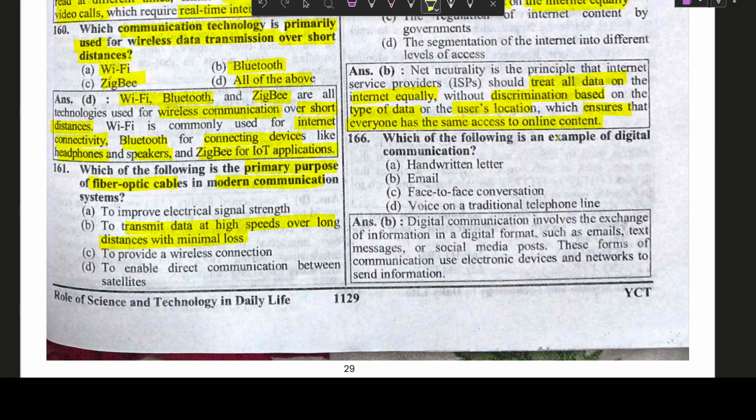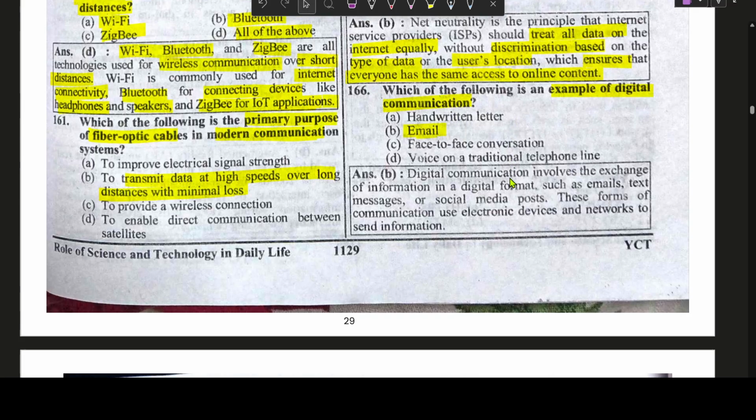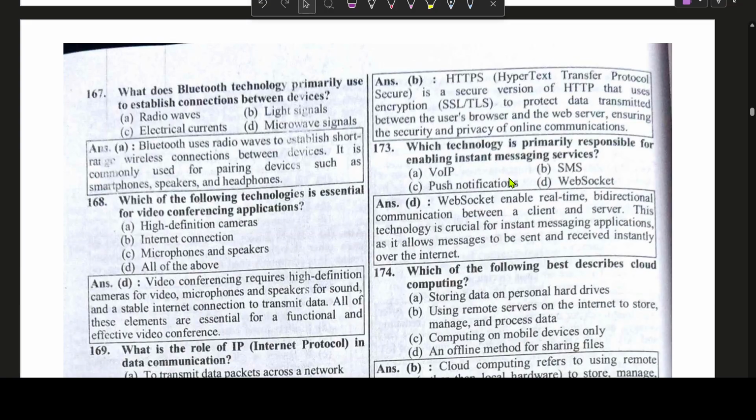Which of the following is an example of digital communication? So email is the answer. What does Bluetooth technology primarily use to establish the connection between devices? It uses radio waves. It works on radio waves for short-range wireless communication between devices and is commonly used for pairing devices such as smartphones, speakers, and headphones.